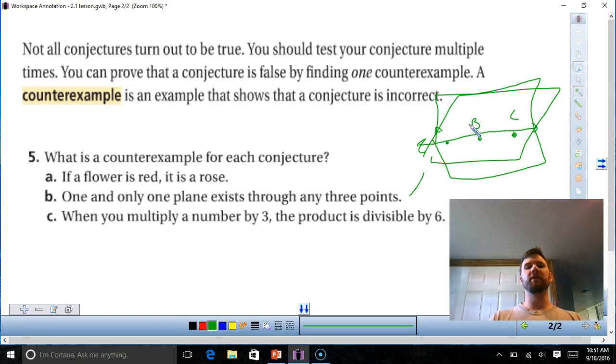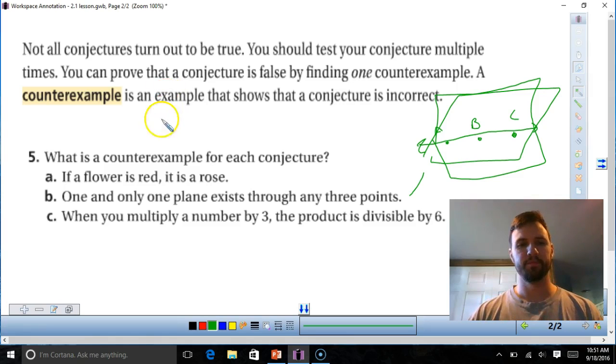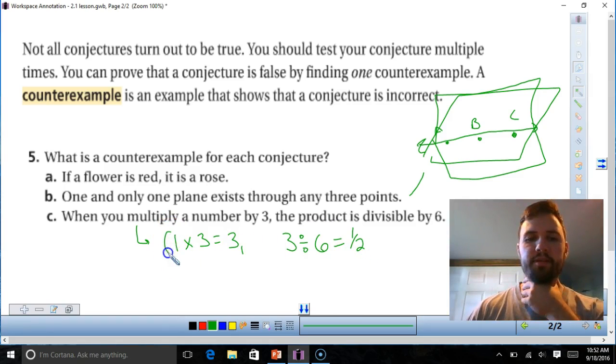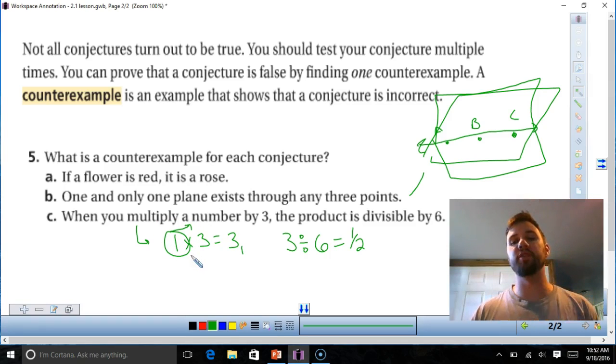C. When you multiply a number by 3, the product is divisible by 6. Here's your counterexample. What's 1 times 3? 3. 3 is not evenly divisible by 6. Alright? So 1 is a counterexample. Because 1 times 3 is 3, and 3 does not evenly divide into 6.